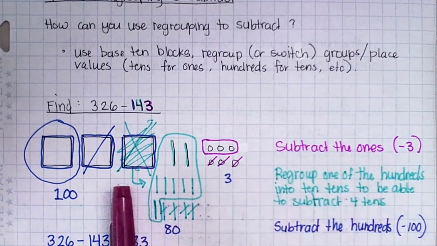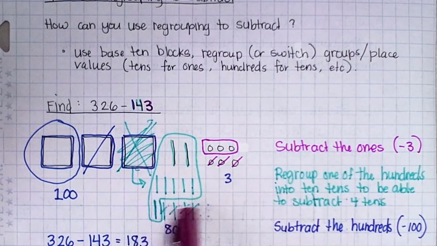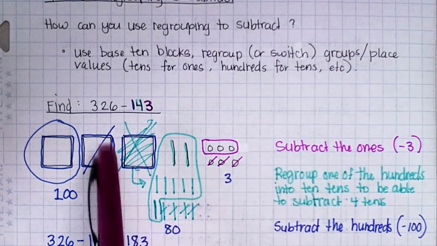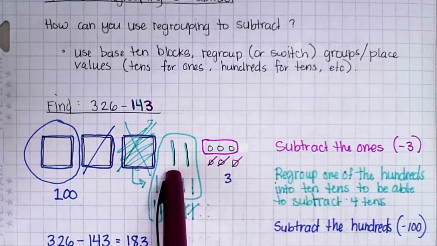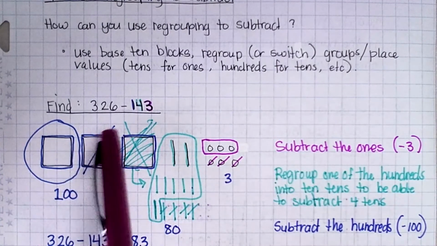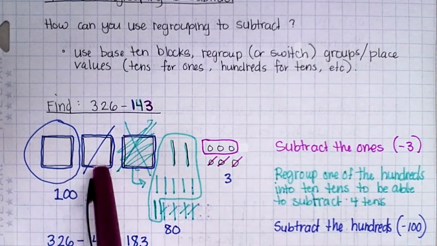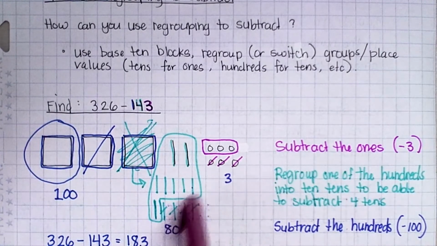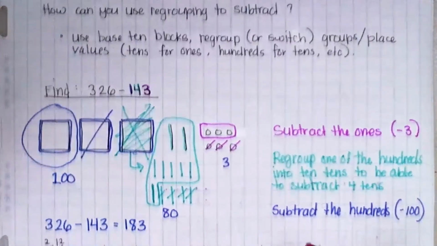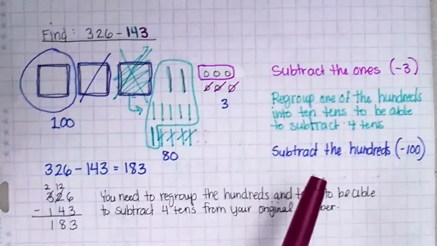I needed to take one of the hundreds and break it apart into 10 tens. That way, now I could subtract 4 tens. So that left me with 8 tens left over. Then I needed to subtract my hundreds. So I needed to take away one group of 100. So now after taking away that 100, I have 100 left over, plus 8 tens, plus 3 ones, which leaves me with 183.